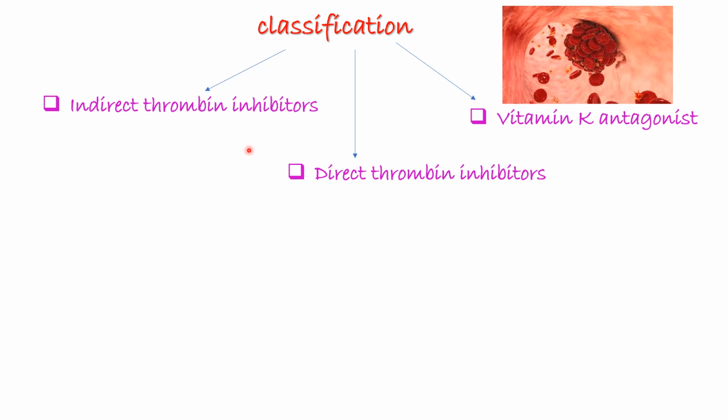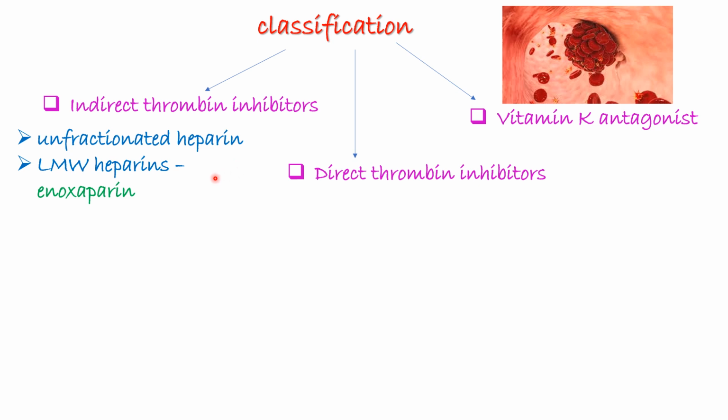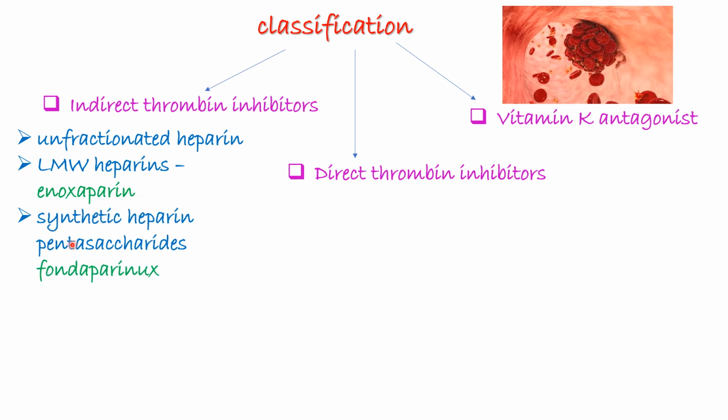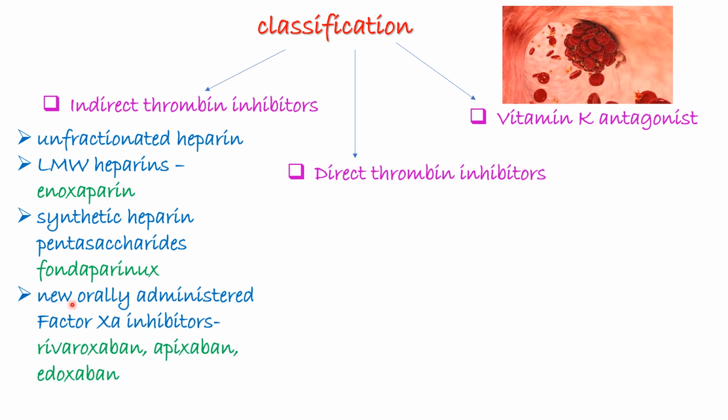So indirect thrombin inhibitors, here is where we have the heparins, and then we have the unfractionated heparins, we have low molecular weight heparins, that is enoxaparin, and then we have synthetic pentasaccharide, that is fondaparinux. And then we have the new oral factor 10A inhibitors, that is rivaroxaban, apixaban, and edoxaban. So the first three, these are IV medications or subcutaneous medications. These are drugs that are given using a syringe, whereas the new ones are oral medications.